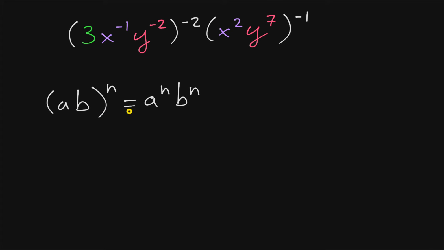So if you have 2, it applies. If you have 3, it applies. If you have 20, it applies, etc. So we have 3 factors here, and we can directly apply this exponent law. Now let's see what's going on in the second bracket over here.